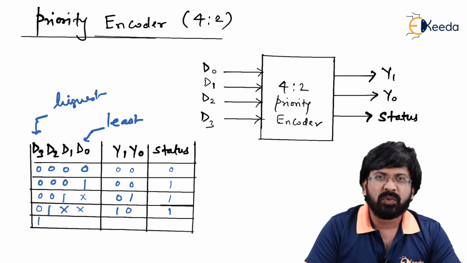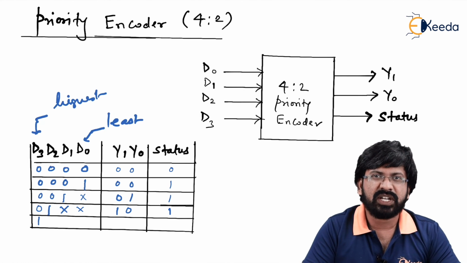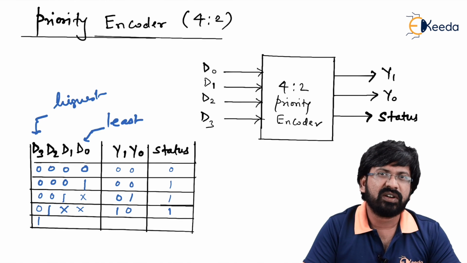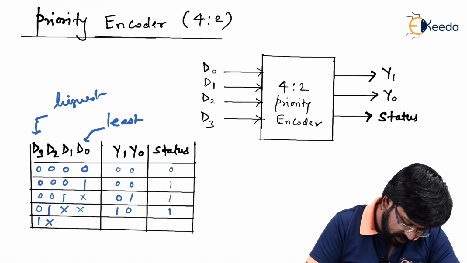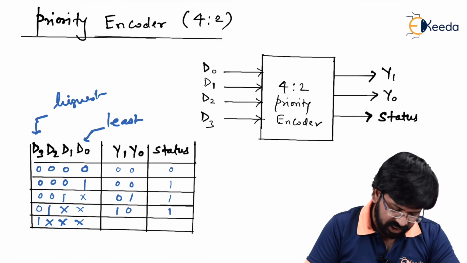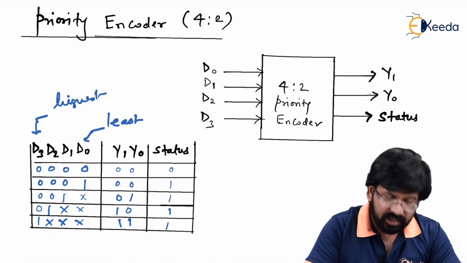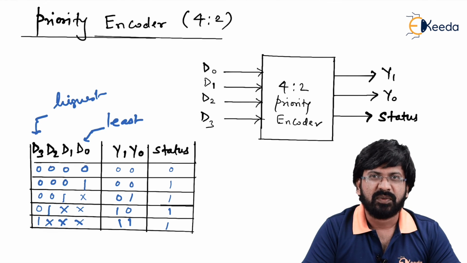Next, when D3 is equal to 1, being the highest priority input, all other inputs like D0, D1, D2 are ignored by the encoder and therefore all of them are don't care for the device. When D3 is equal to 1, the decimal position is 3 and for 3 we get binary output as 1, 1 and again status is 1. This is how a priority encoder works. Thank you.